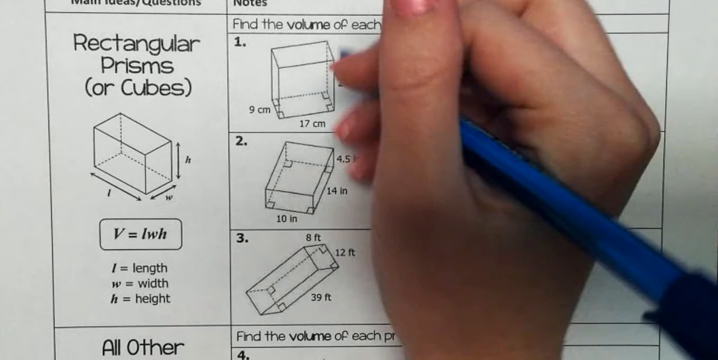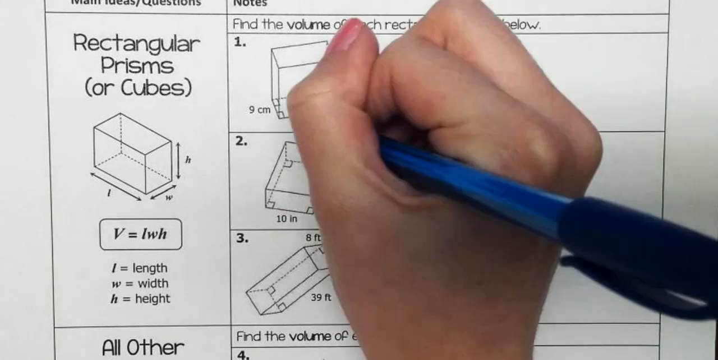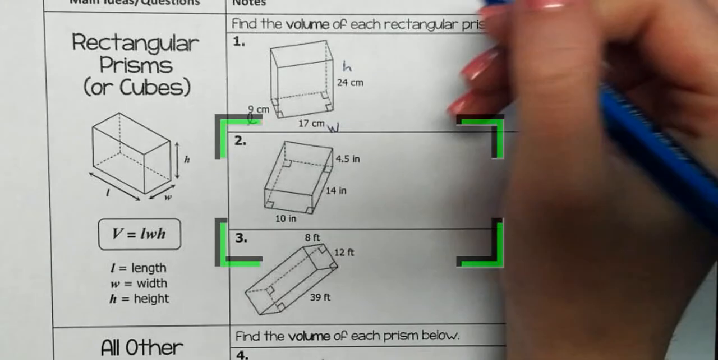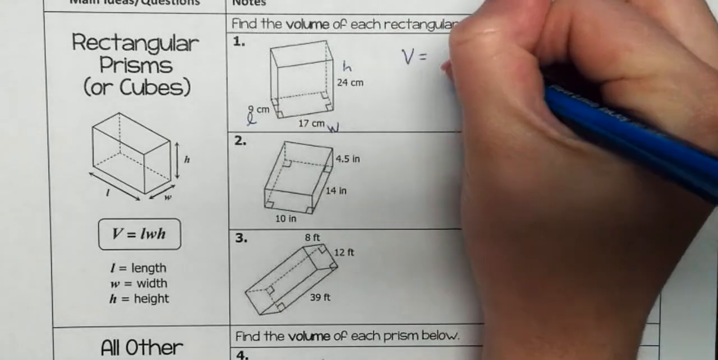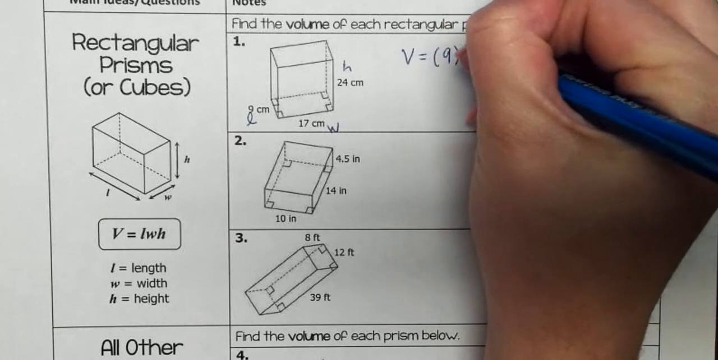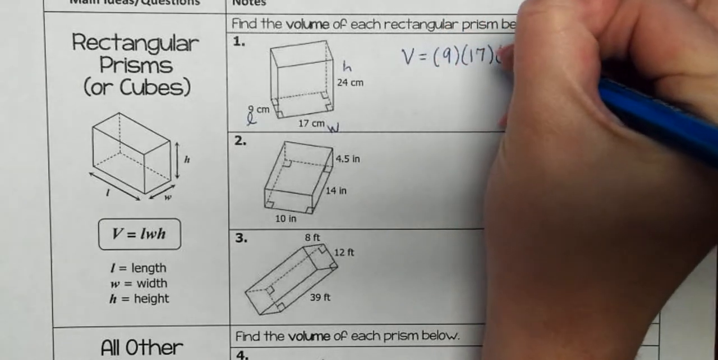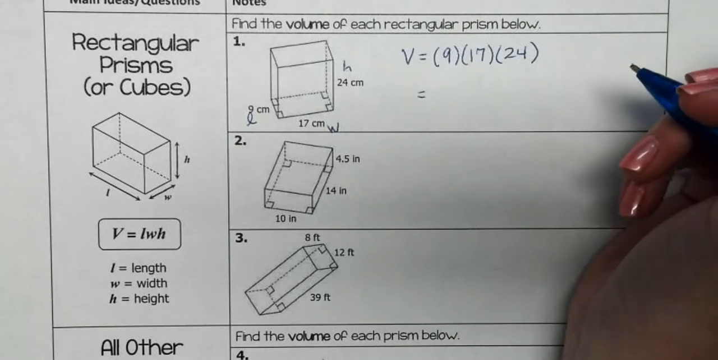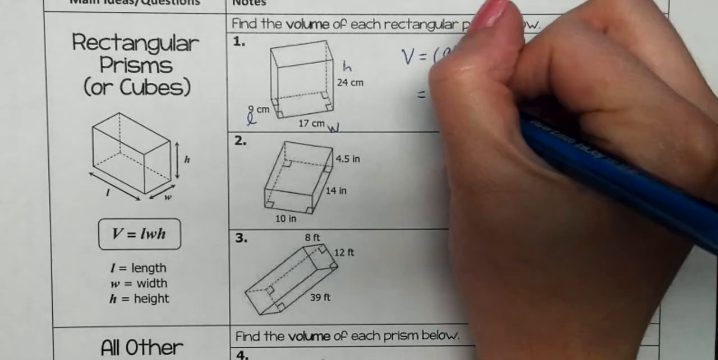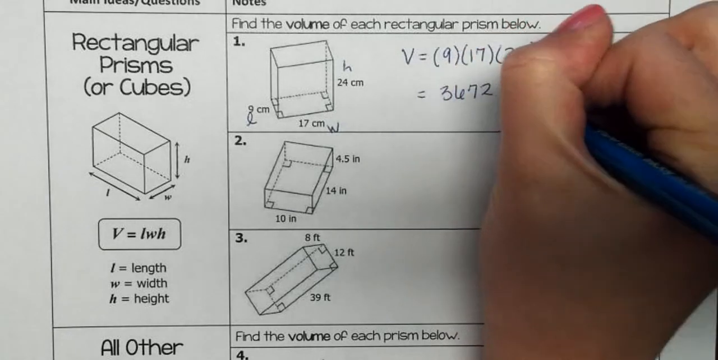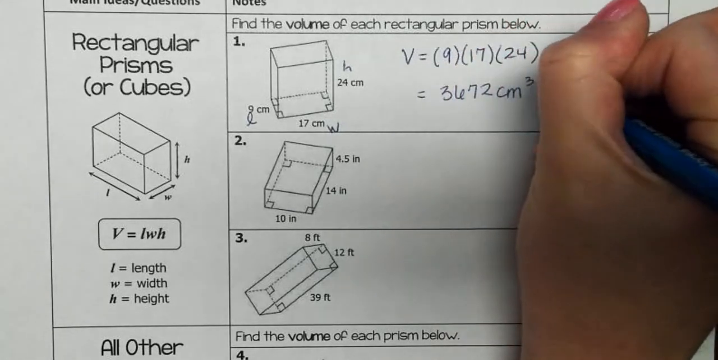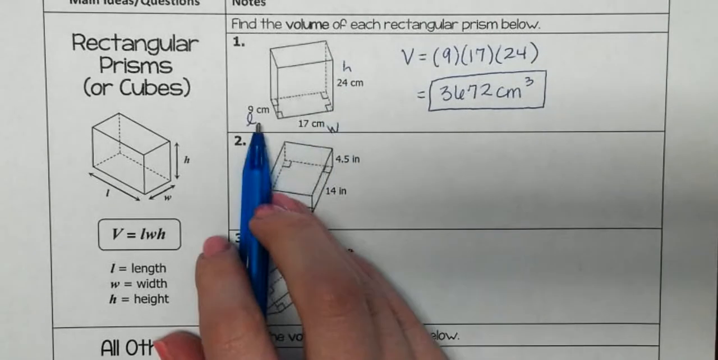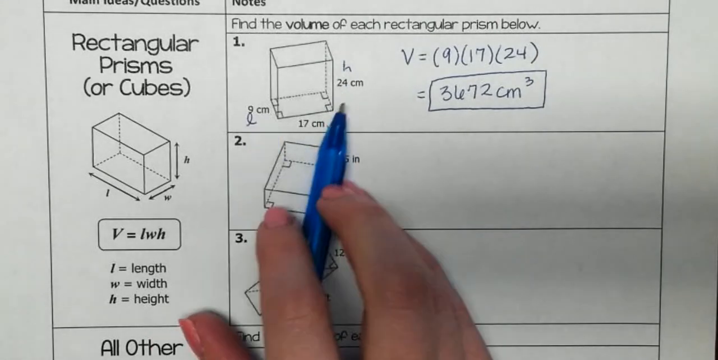So here's my height. I'm going to say this is my width and this is my length. And I'm going to plug it into my formula. So I'd have volume equals 9 times 17 times 24. Okay, so if I multiply all of those, this will give me 3,672 centimeters cubed, because I took 3 centimeters and I multiplied them by themselves. Centimeter times centimeter times centimeter will be centimeter cubed.